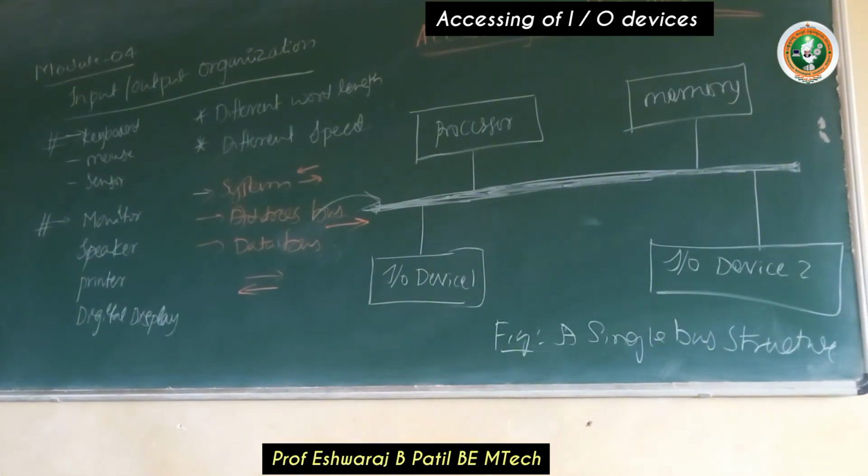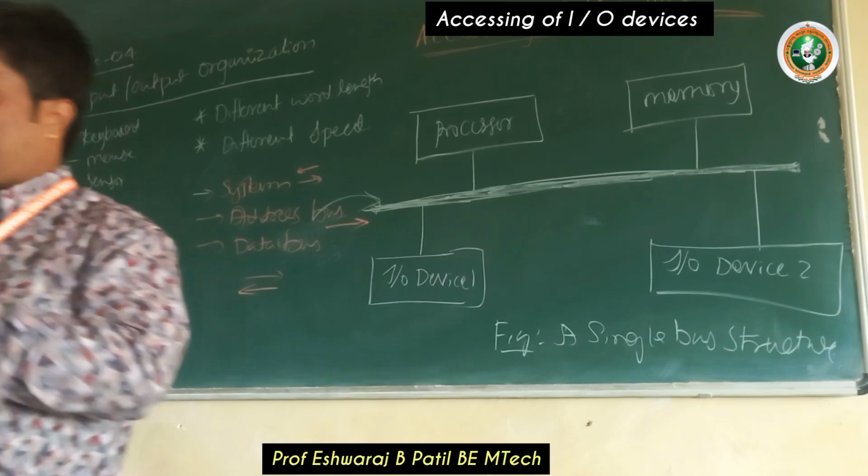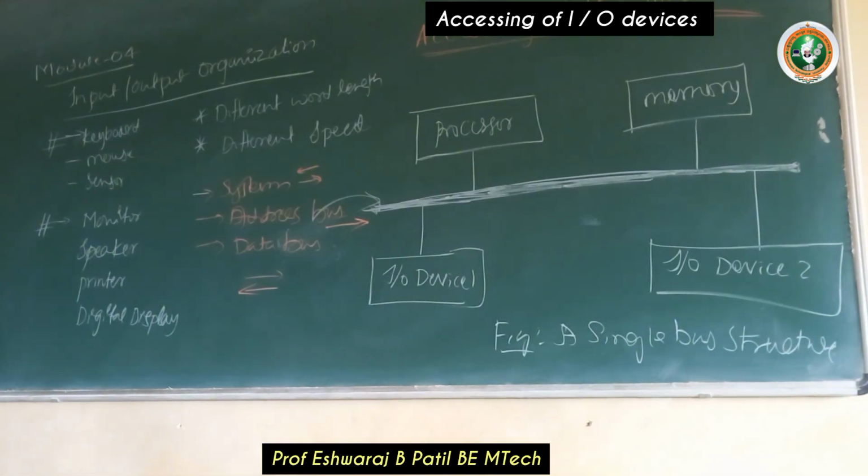Now, for the steps of exchanging information: if you want to communicate with input devices, that is the input operation, then we have some steps here. There are only three steps. The same applies if you want to communicate with output devices; there are also three steps. One is the address.